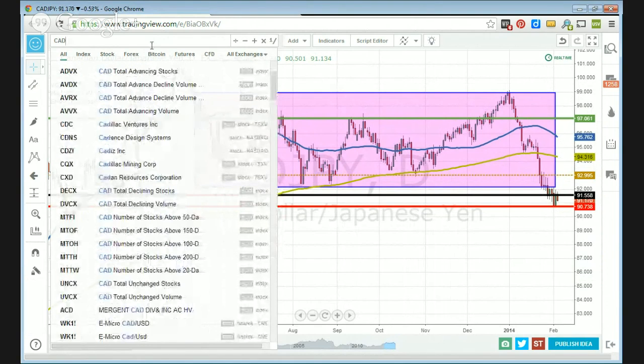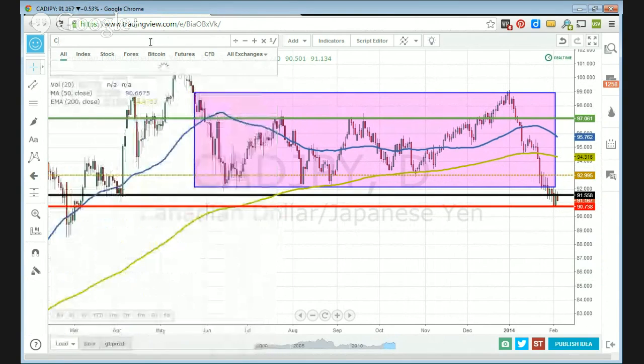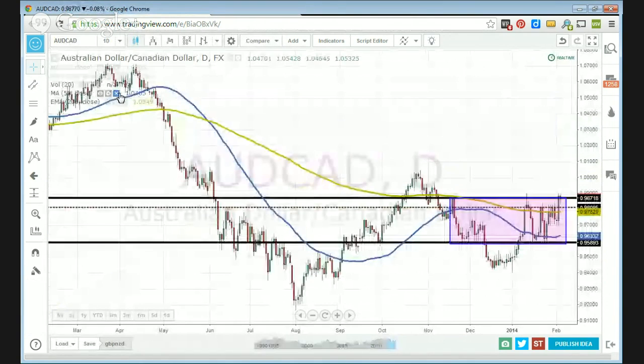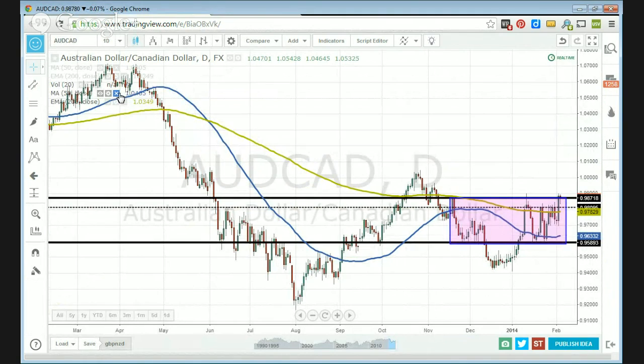Let's go to the Australian dollar pairs. Australian Canada. Okay, this is interesting. Now we could be shorting Aussie Canada. We are now at the top of the range. I had mentioned this yesterday as a potential trade. I've jotted this down as something to come back to. Let's see if there's something else.